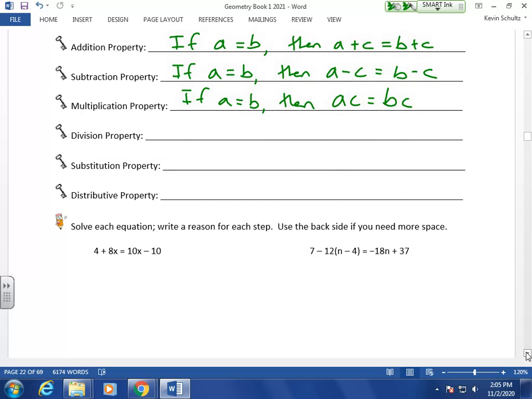Well, this next one, the division property, there's a second caveat here. If A equals B and C is unequal to 0, then A divided by C equals B divided by C. Why do we have to add in that little extra piece about C being unequal to 0? Because anything divided by 0 is mathematically illegal to do. You ever get that divide by 0 error in your calculator? You cannot divide something by 0.